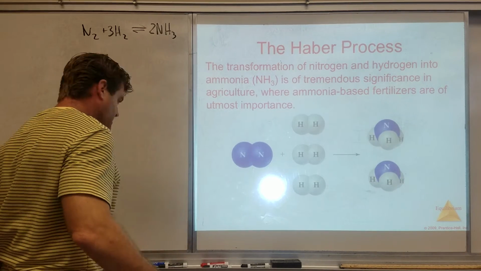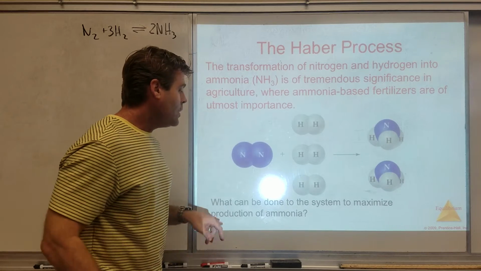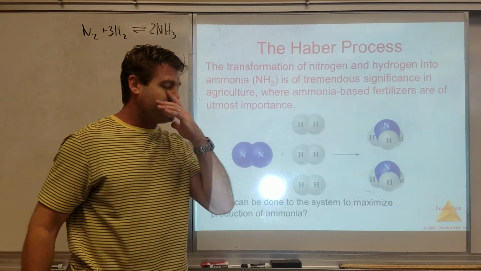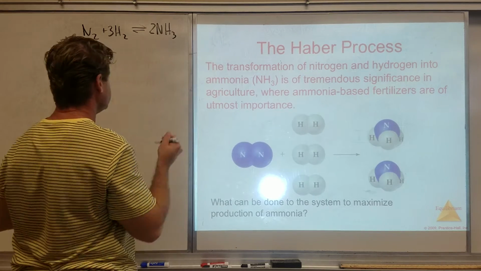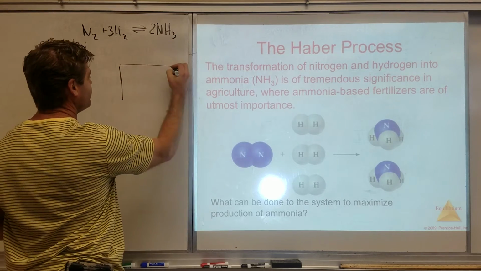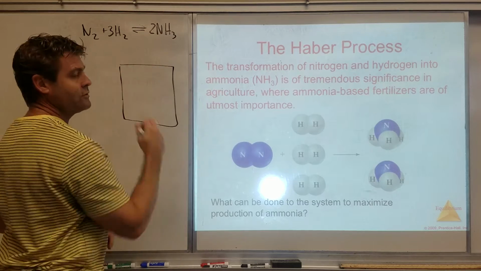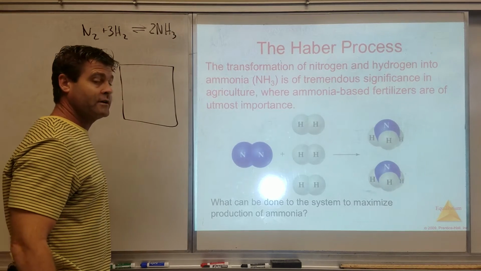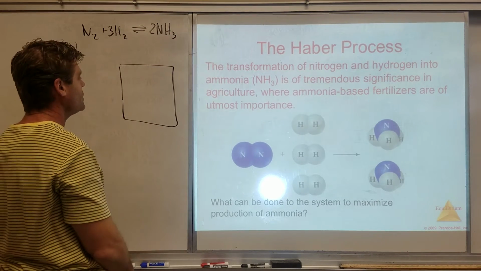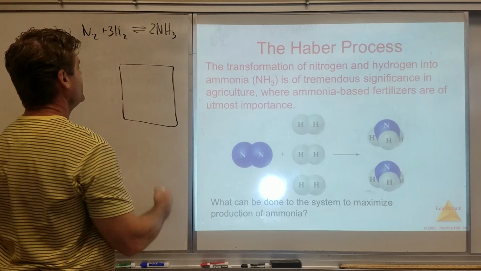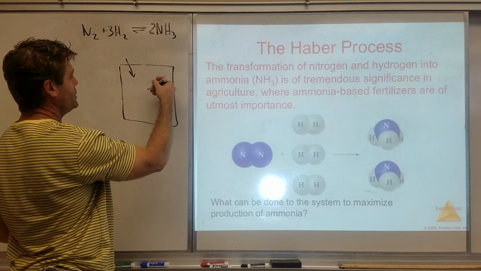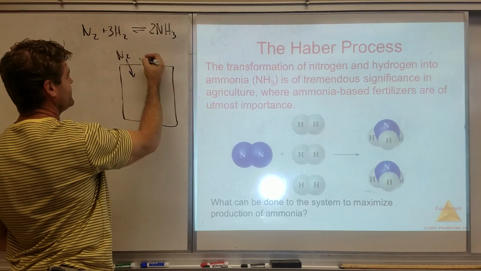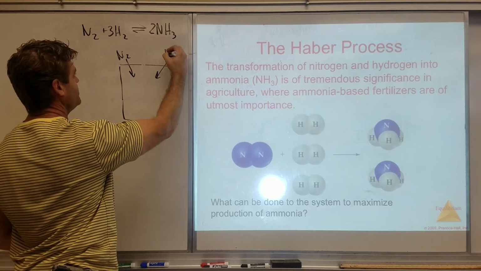So what I want us to be doing is thinking, what can be done to the system to maximize the production of ammonia? What do you guys think? Obviously we have to have a closed system, otherwise we wouldn't have this reversible reaction. And obviously, if you're going to produce ammonia, what do you have to put into your reaction vessel? Don't you have to put nitrogen in there? And don't you have to put hydrogen in there?